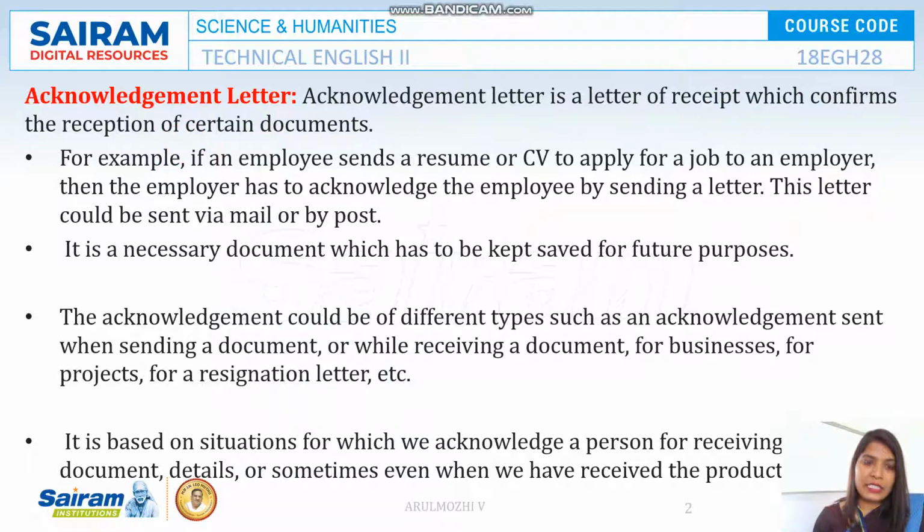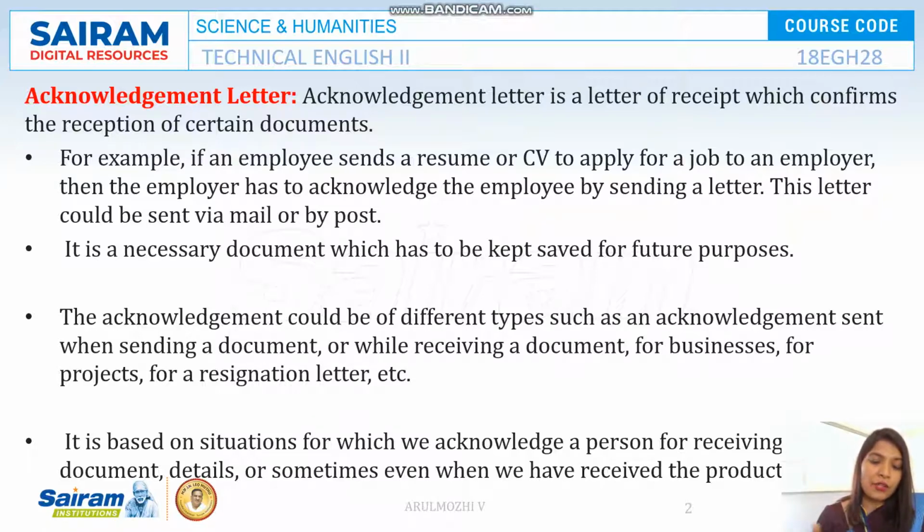Take for example, this acknowledgement letter is often exchanged between business people, so between organizations. If an employee sends a resume or CV to apply for a job to an employer, then the employer has to acknowledge the employee by sending a letter. The letter could be sent via mail or by post.